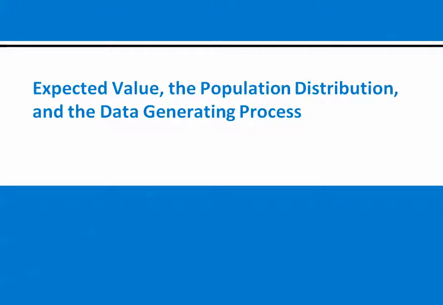This is the first of a three-part video dealing with the topics of expected value, population distribution, and the data generating process. So we need to start off by clarifying the meaning of population, which we'll actually prefer to think of in terms of a data generating process.